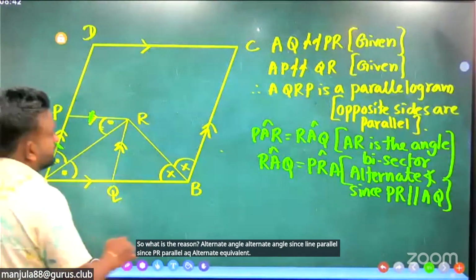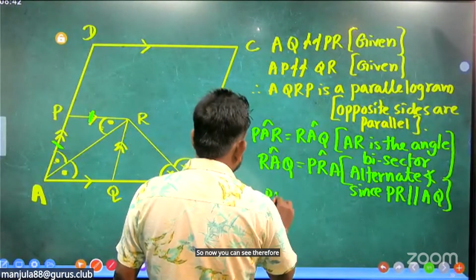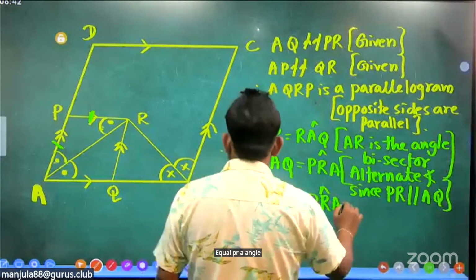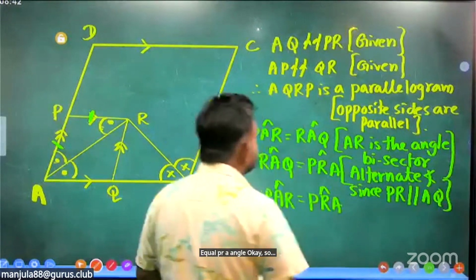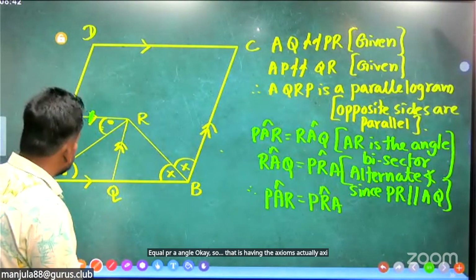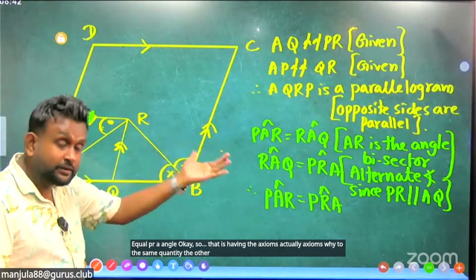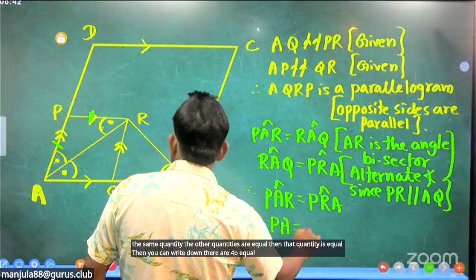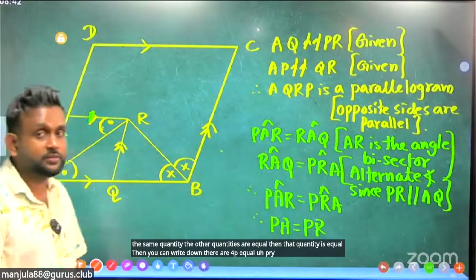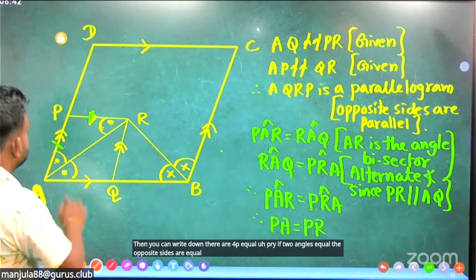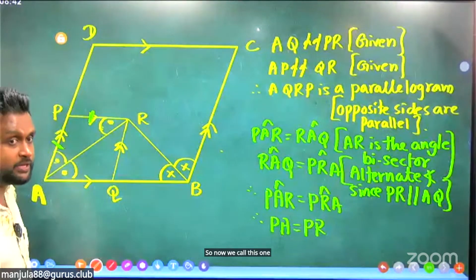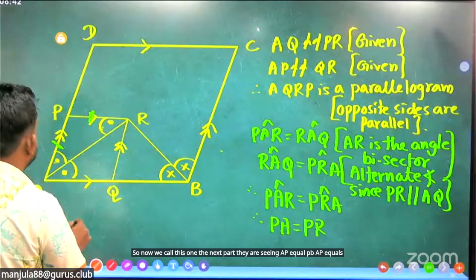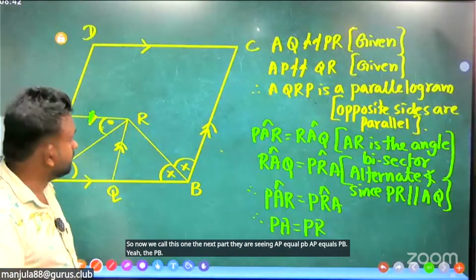Now you can see, therefore, angle PAR equals angle PRA. That is using the axioms: things equal to the same quantity are equal to each other. Therefore AP equals PR. Why? If two angles are equal, the opposite sides are equal. Now the next part they ask is AP equal to PB.